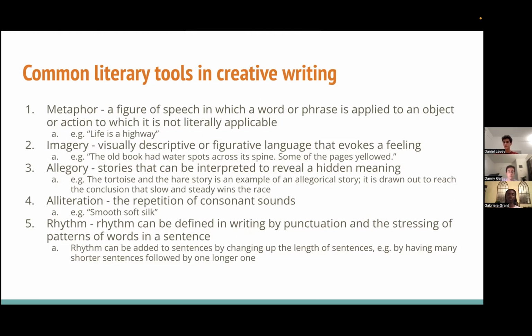Finally, rhythm is an important tool, which can be defined in writing by punctuation and the stressing of patterns of words in a sentence. Rhythm can be added to sentences in many ways, including by changing up the length of sentences. For example, by having many shorter sentences followed by one longer one.